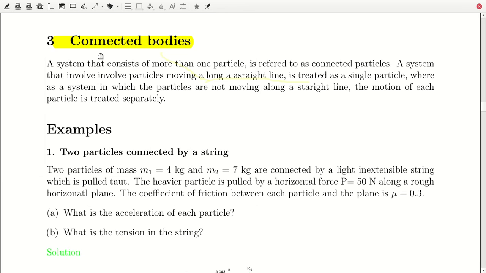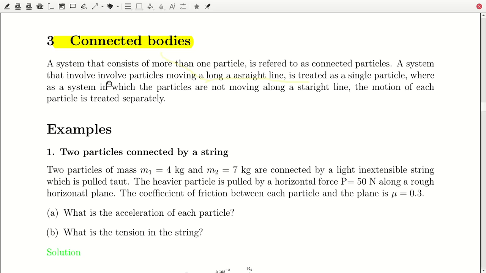In this video I'm going to explain what connected bodies are. Connected bodies is just a system of one or more particles connected together. They could be connected together by a rigid object like a rod, or by a string, which is elastic or inelastic. In our case here, we shall consider particles which are connected by inelastic strings.